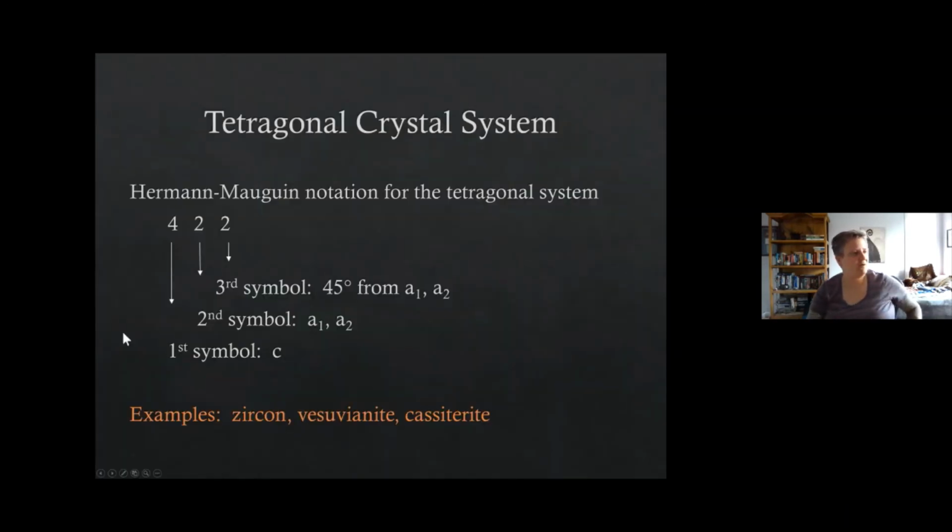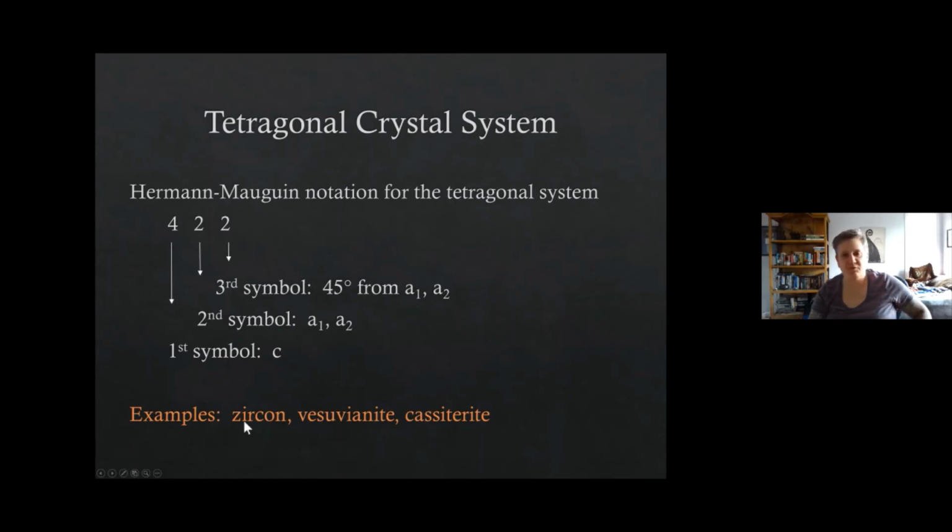So if we look at the Hermann-Mauguin notation, as I said, the first symbol is the 4, so that's where the 4-fold rotation is happening, and that's going to be down C. The second symbol is what's happening along the two other axes, A1 and A2, and they're identical, so they have to be doing the same thing. And the third symbol is what's happening at 45 degrees from those. So if you take those two A1 and A2 axes and rotate 45 degrees in between the two axes, that's what's happening down those two directions.